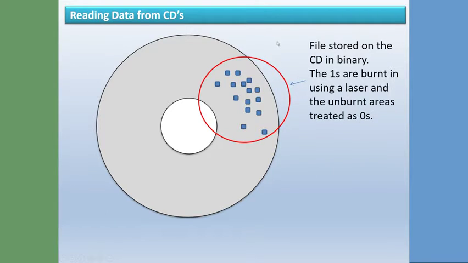CDs, however, use lasers. They actually burn small holes into the disk, essentially. So if there is a hole in the disk, it would be called a pit. If there is no hole, or where it goes from a hole to the fresh surface of the disk, that would be called a land. And that's how we represent our zeros and ones.